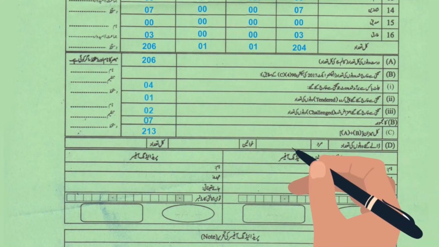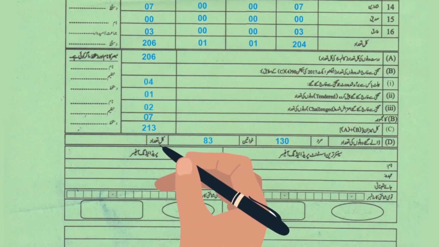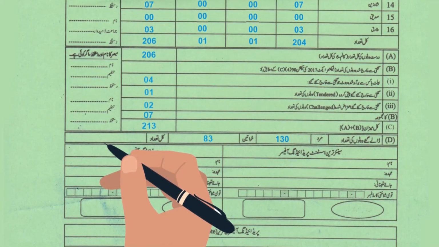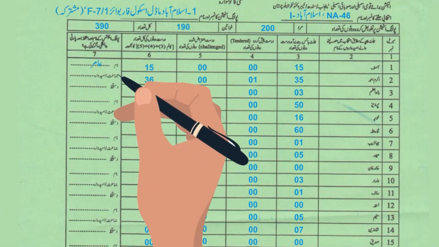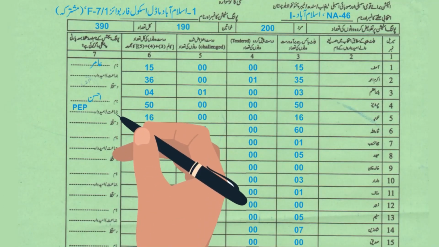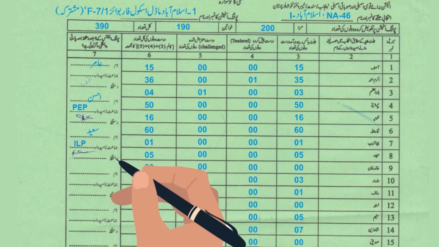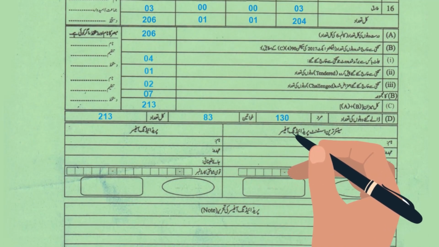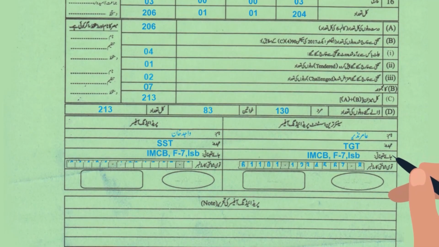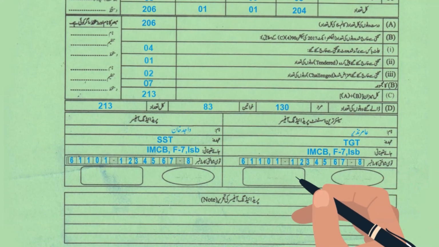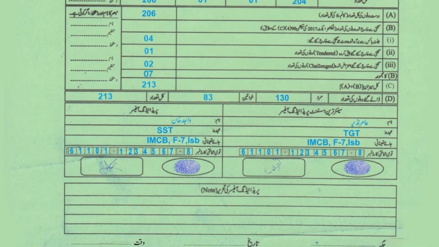In case of a joint polling station, make separate entries for votes cast by male and female voters. While in case of separate polling station, the figure entered in C will be written in D. In column 7, enter the name and party affiliation, if any, of polling agents and get their signatures. Presiding officer and senior assistant presiding officer will write their names, service designation and CNIC number. Finally, they will sign the form and affix their thumb impression.